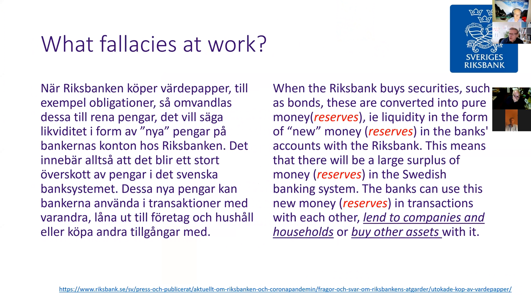Another one, also from the Swedish Riksbank, is when they talk about QE. They say when the Riksbank buys securities such as bonds, these are converted into pure money, and they mean reserves, in the form of new money, which is reserves in the banks' accounts with the Riksbank. This means that there will be a large surplus of money in the Swedish banking system. The banks can use this new money in transactions with each other and then lend to companies and households and buy other assets with it. They say things like this all the time. And what should the politicians do if the experts go around and say things like that? When we are done with today, I think this will be quite clear.